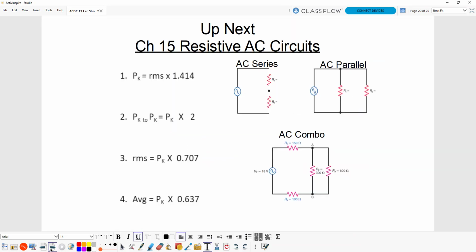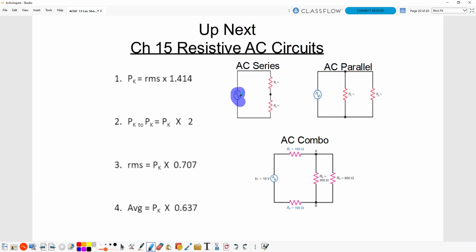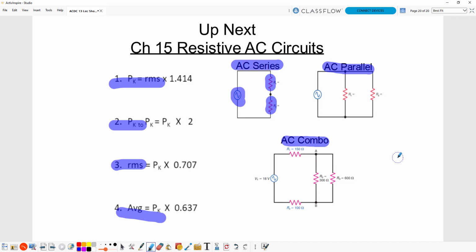Next up is going to be Chapter 15, Resistive AC Circuits. We can tell that it's AC by the AC power source symbol here. We can see our resistors here. We're going to use these formulas. You will be allowed to use this formula sheet on the Chapter 15 test. And we're going to be doing our series, parallel, and combination. But instead of DC like we did before, this time we're going to be doing AC.